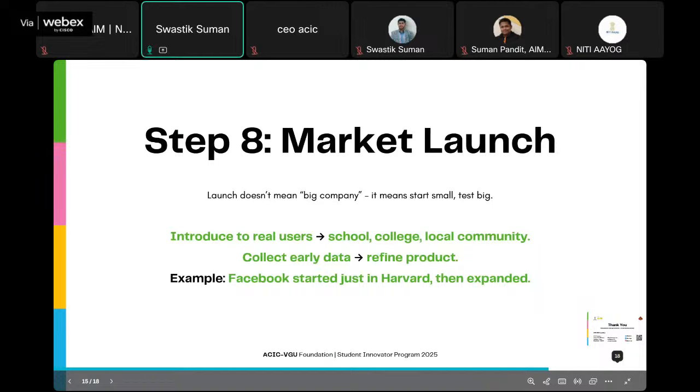In this stage of market launch, we can easily collect the early data and refine the product, so that we can come up with the perfect product or service in the market. Here we can take the example of Facebook: how Facebook started just in Harvard and expanded in a year to global reach.